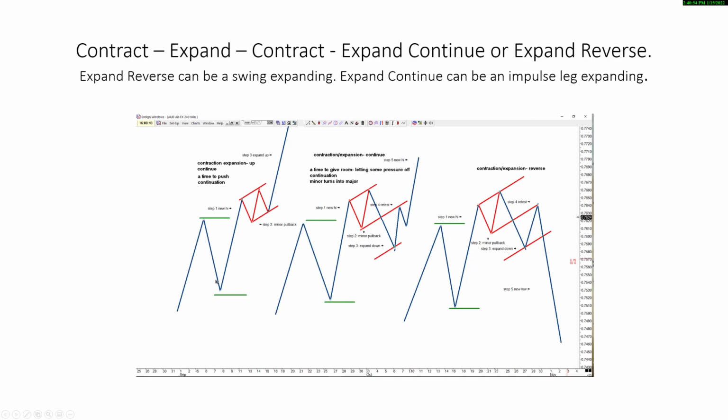So imagine contract, expand, contract, and contraction can be sloped. It doesn't have to be horizontal. And it can contract, continue, or it can contract, reverse, giving you a type 2 trade, opening up a swing. So just looking at this, you can see that there's lots of ways we can think about trading.